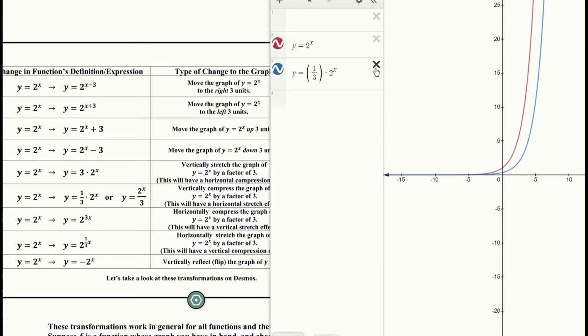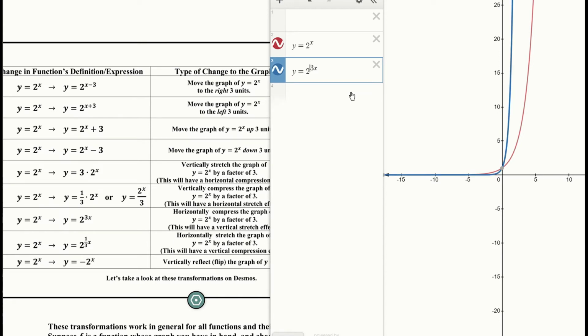All right, so next, let's go ahead and look at the horizontal dilation. And here we're going to change 2 to the x to 2 to the 3x. Well, we're going to look at both. So, remember we said that when it comes to horizontal compression or dilation, when this factor is larger than 1, it has the horizontal compression effect. And notice horizontal compression goes hand in hand with vertical stretching.